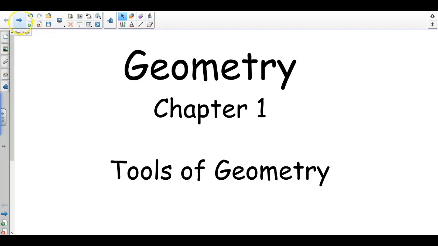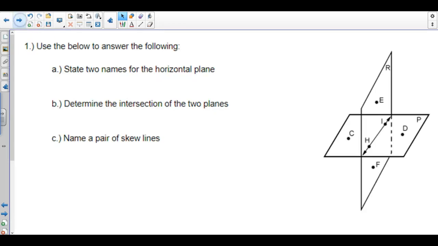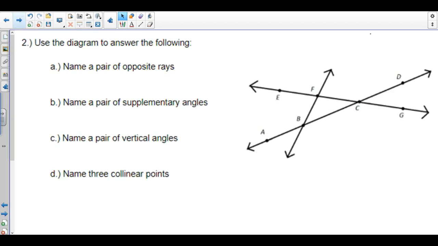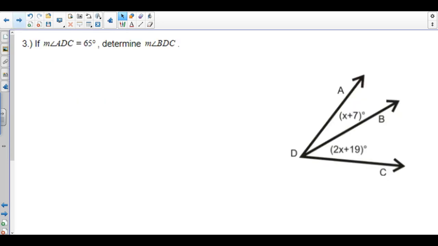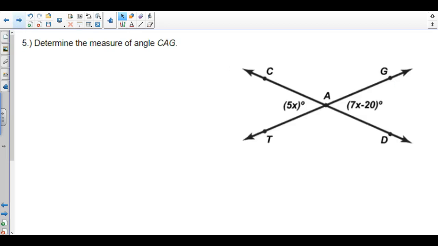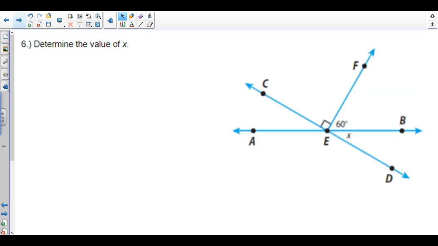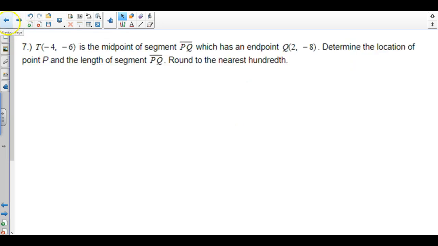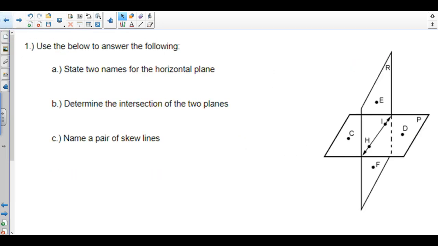I'm just going to whip through a brief overview of what we're going to do. We'll talk about intersecting planes, go on to some intersecting lines, and talk about some of the angles formed by intersecting lines. We'll solve a problem using the angle addition postulate, midpoint theorem, segment addition postulate, and talk about angle pairs again, and then end up with distance and midpoint. So I'll go kind of quick through these ones.